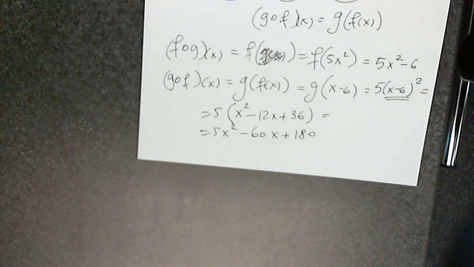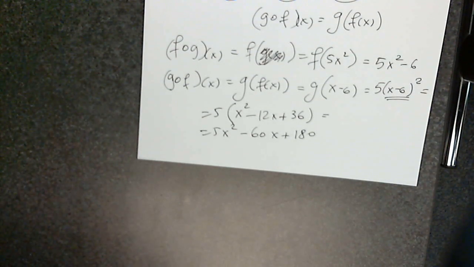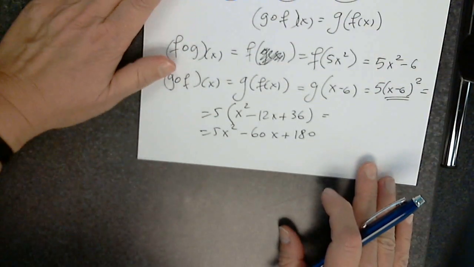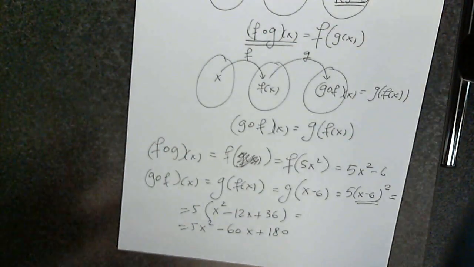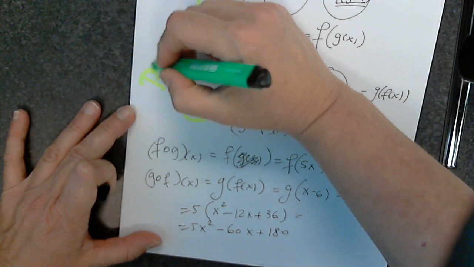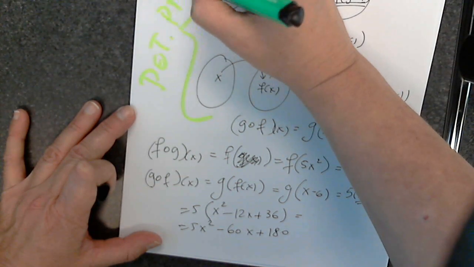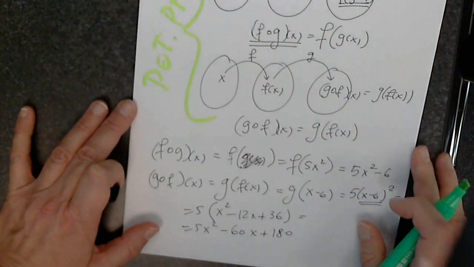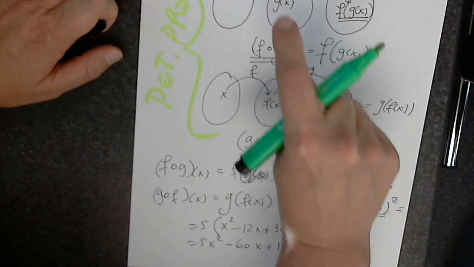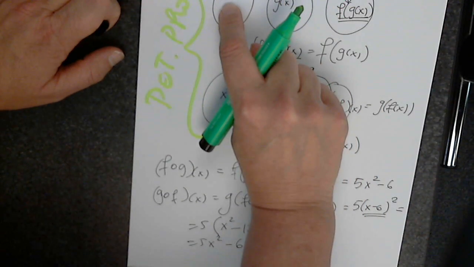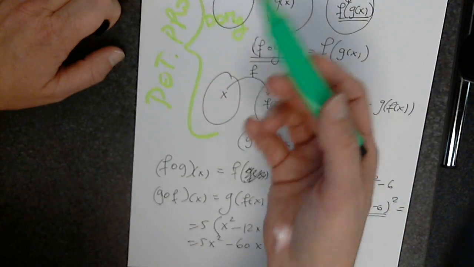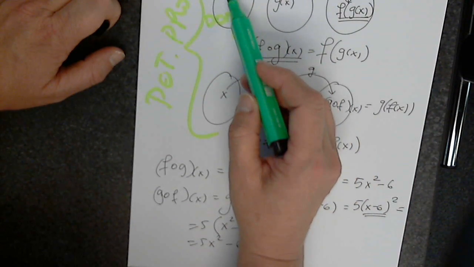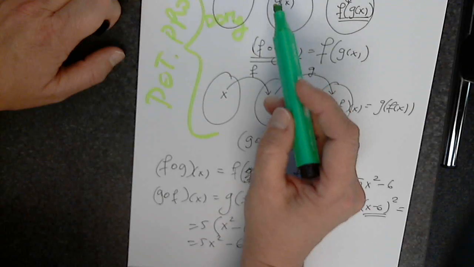This is the way we create new functions. I didn't mention anything about domain. Here's the problem with these two. Potential problem. So I apply G to X. This is the domain of G. So I find the domain of G and I apply G to X. And I get a number.